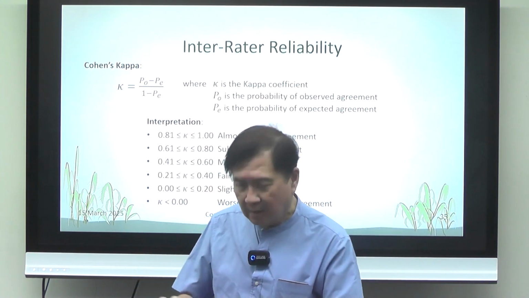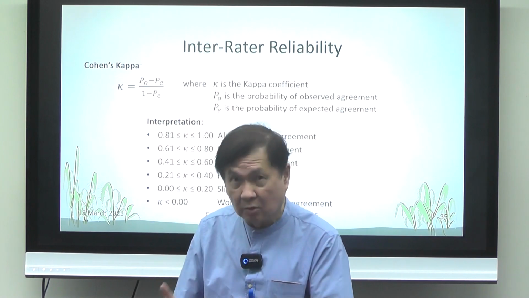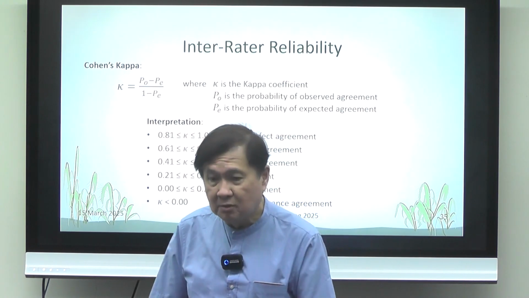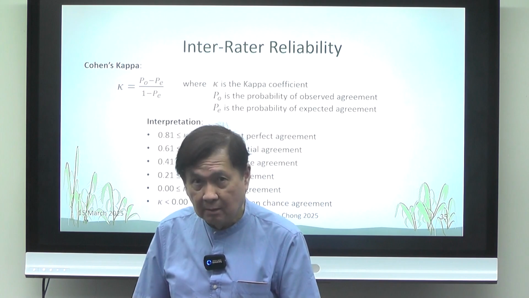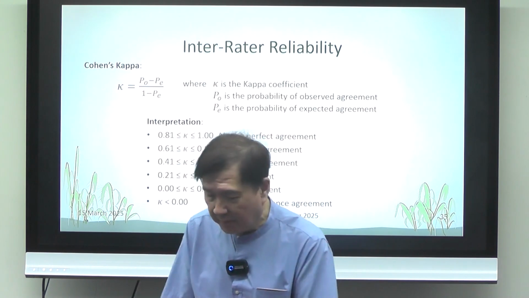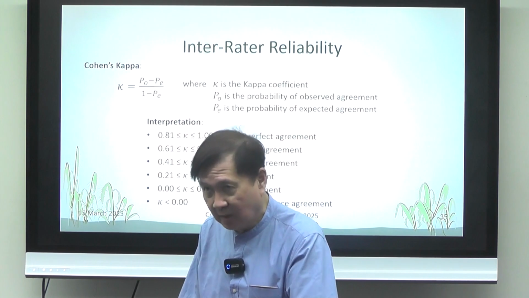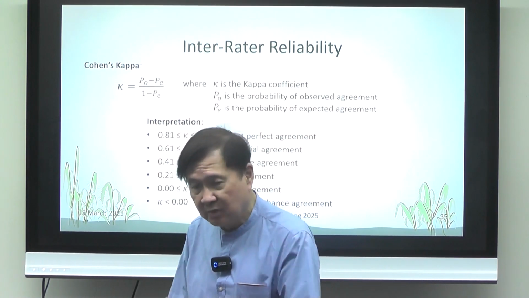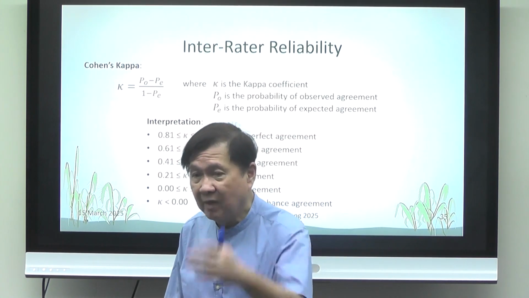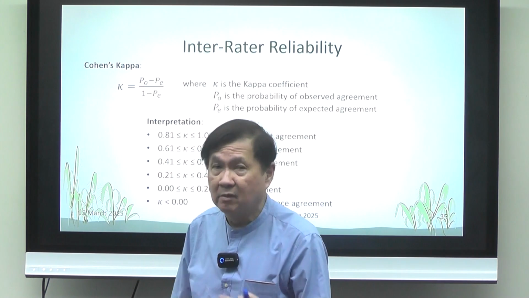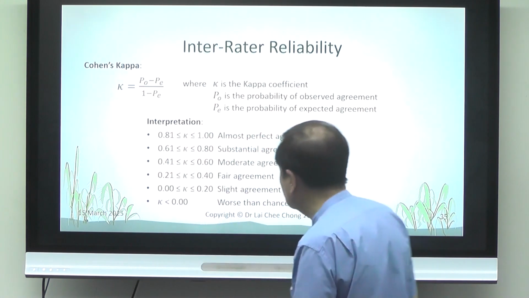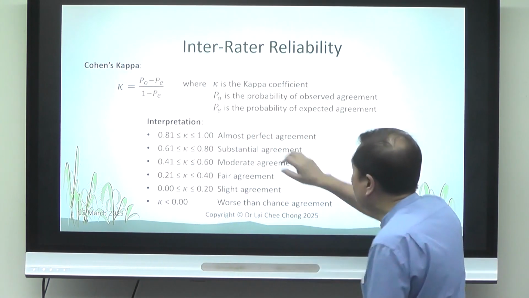Now, if the Kappa is between 0.61 and 0.8, it is substantial agreement. Strong, but not almost perfect. Slightly lower, still good, not too bad. But if it is 0.41 to 0.6, it is moderate agreement, it's still quite okay. And this one here is only fair. It's very borderline.